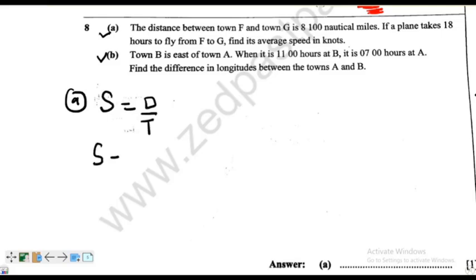So speed is equal to, now in the question, the distance between town F and town G is this. So the distance is 8,100 nautical miles. And if a plane takes 18 hours, so the time is 18 hours, okay? So where there is distance, you're going to put 8,100, okay? Divided by time, it's 18 hours. So speed is equal to, now here it is just a matter of dividing, where we divide 8,100 divided by what? By 18.